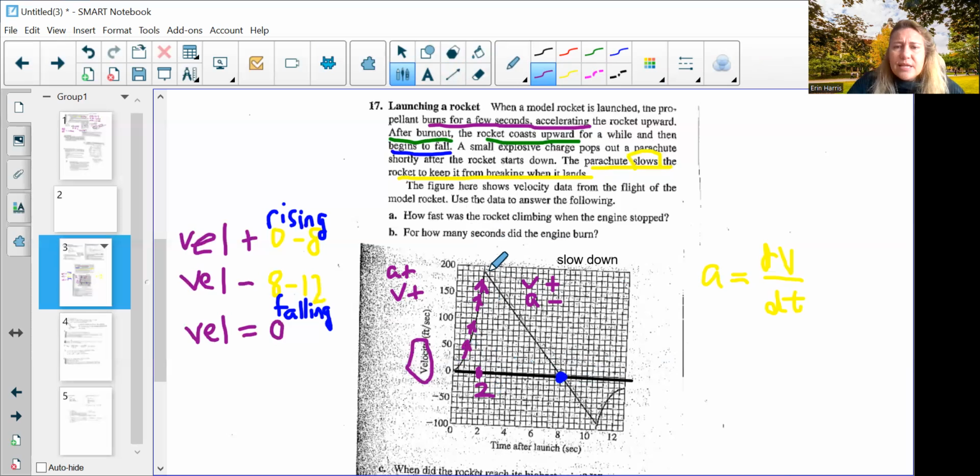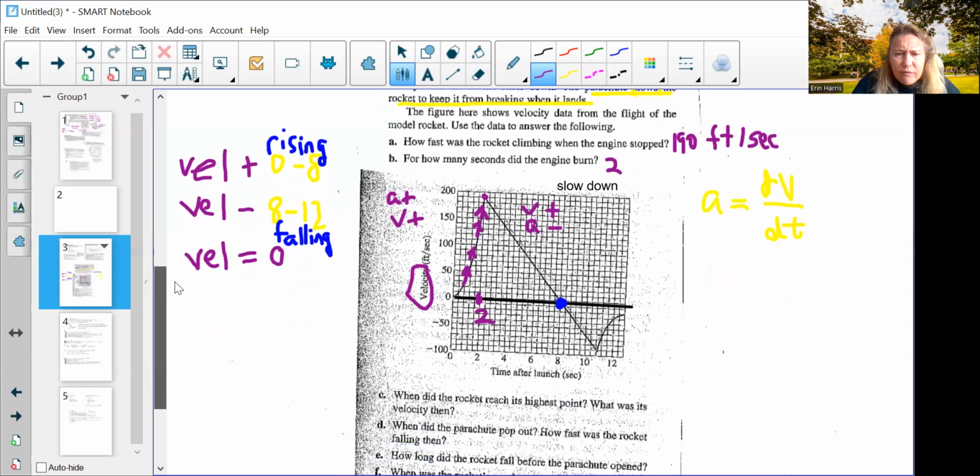Okay, so let's start actually answering some of the questions in the problem. How fast was the rocket climbing when the engine stopped? The engine stopped burning right here when we went from speeding up to slowing down. And we count by tens. So this would be 190, and units are important, so feet per second. And that accelerant burned for 2 seconds. The first 2 seconds, we are speeding up. From 2 to 8 seconds, we are slowing down, although we're still rising.